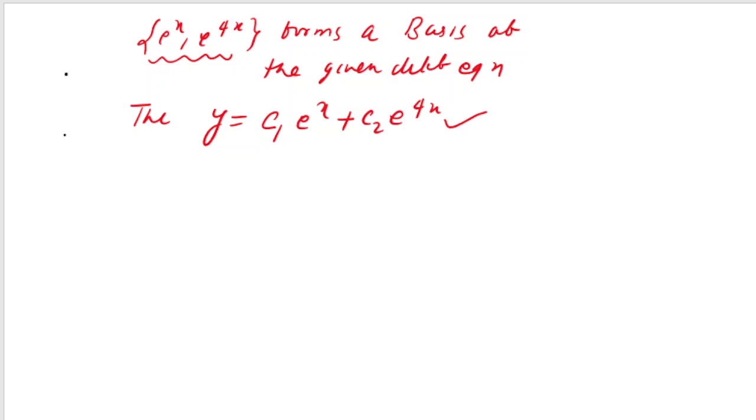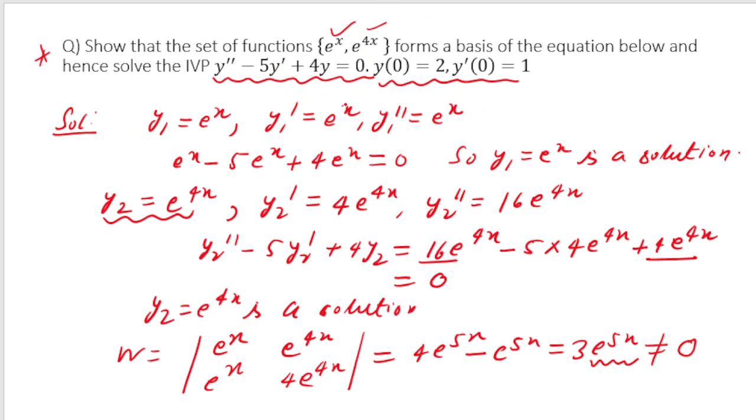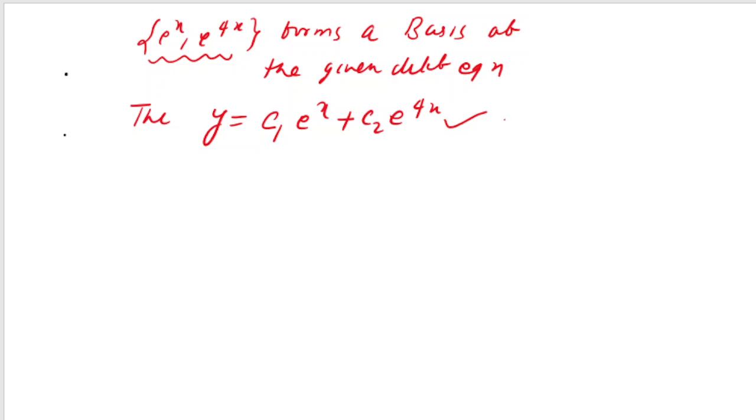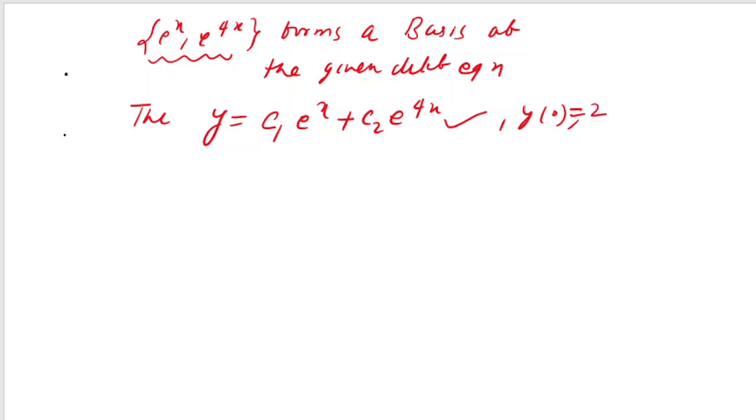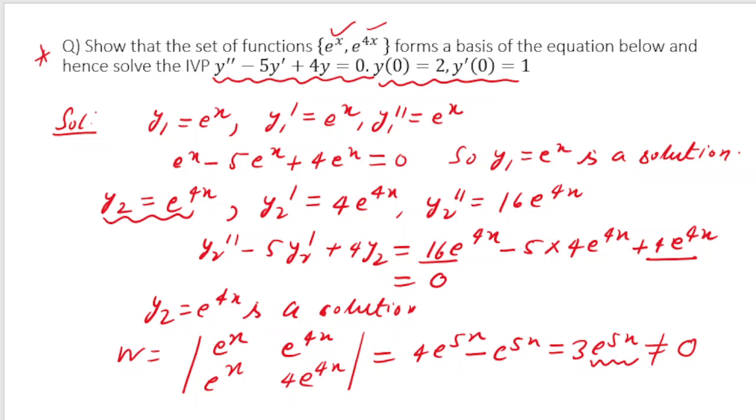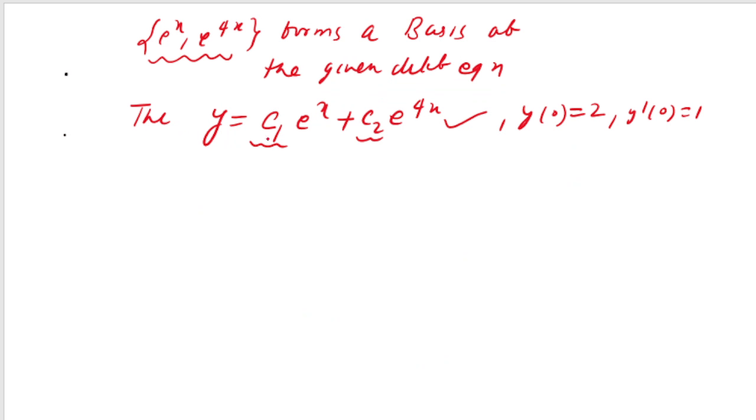But this is not the end of the story, because in the question they are also asking us to solve the initial value problem. Means they have given this condition that y(0) is equal to 2 and y dash (0) is equal to 1. This condition is given. So if you have this condition, you can use it to get the values of c1 and c2, and if you can get the values of c1 and c2, the solution that you will obtain will be called the particular solution.